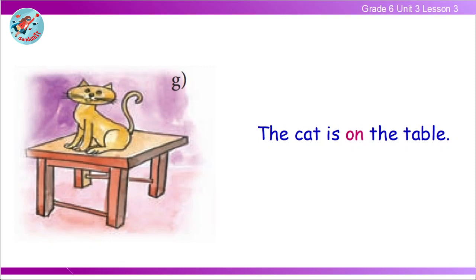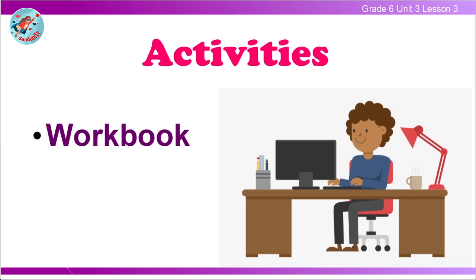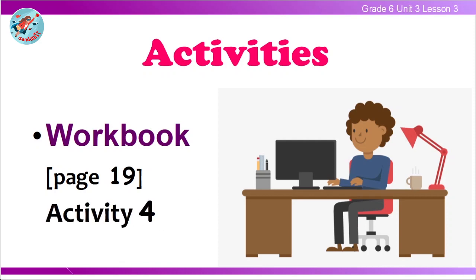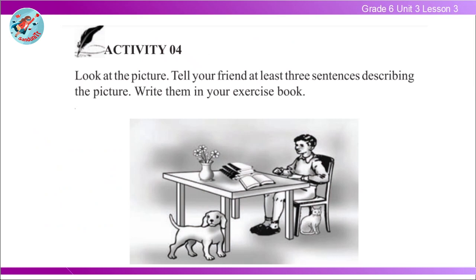Okay, children, this is how you have to make sentences for activity 4. Now, let's do some workbook activities. So that, take your workbook and turn to page number 19. Now, we are going to do activity 4. Here it is. Activity 4. Read the question with me. Look at the picture. Tell your friend at least 3 sentences describing the picture. Write them in your exercise book.